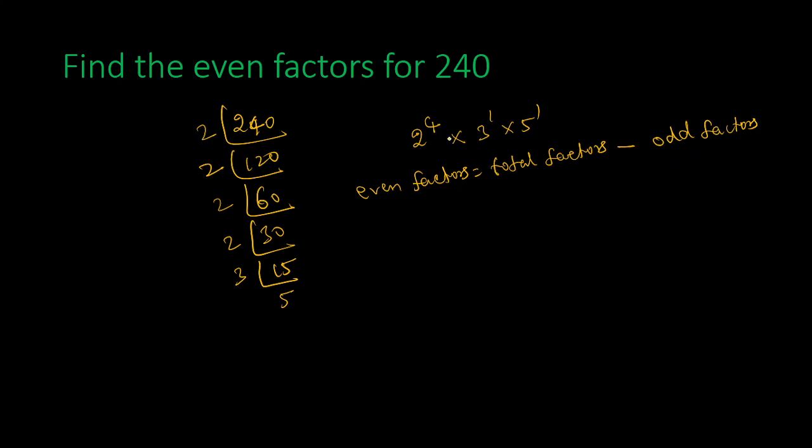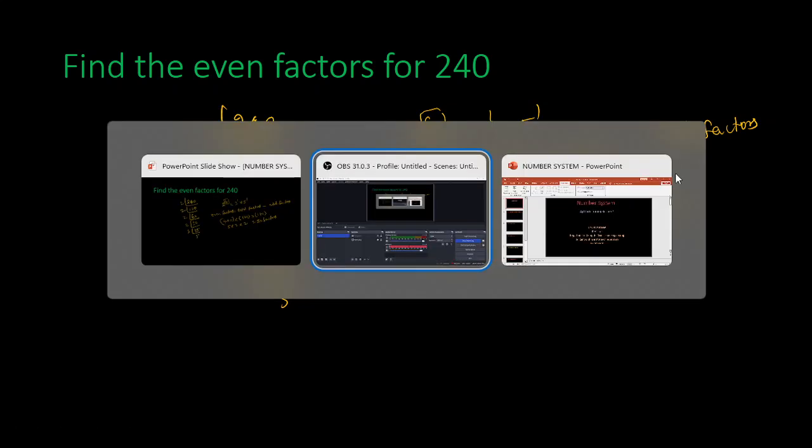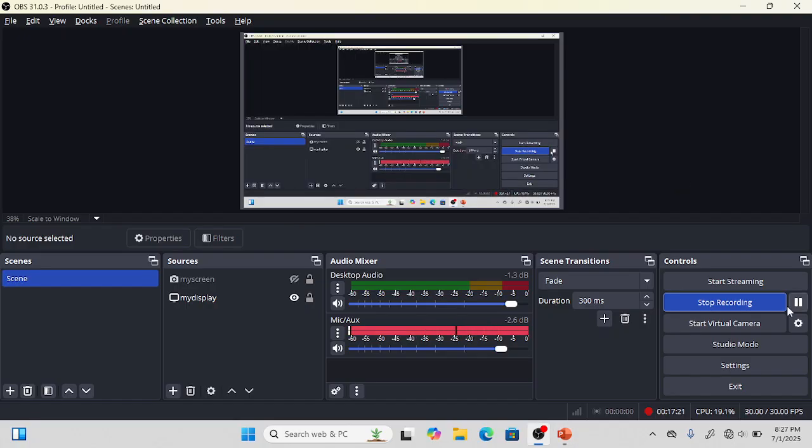Now, what is the total number of factors? 2 to the power of 4, so 4 plus 1 is equal to 5. Now 3 to the power of 1, so 1 plus 1 is equal to 2. Now what is the power of 5 here? 5 to the power of 1, so 1 plus 1 is equal to 2. So 5 into 2 into 2. 5 into 2 is 10, 10 into 2 is 20. So the total number of factors is 20.